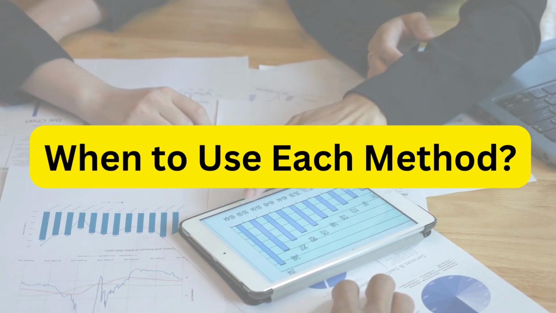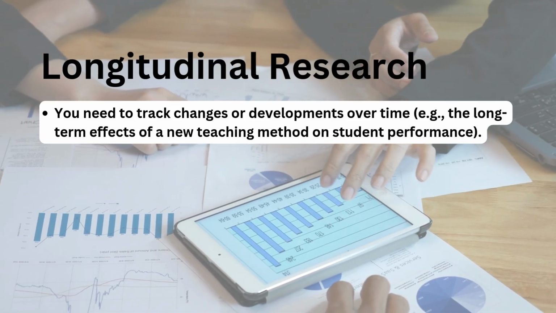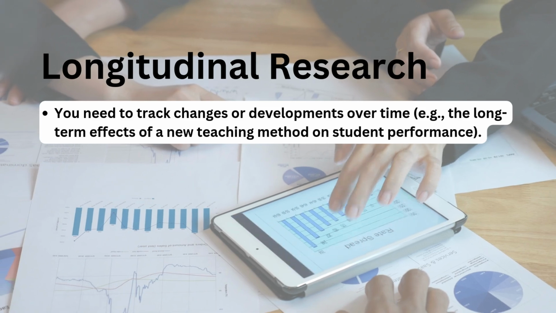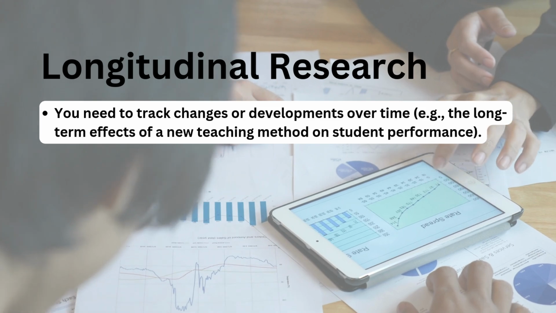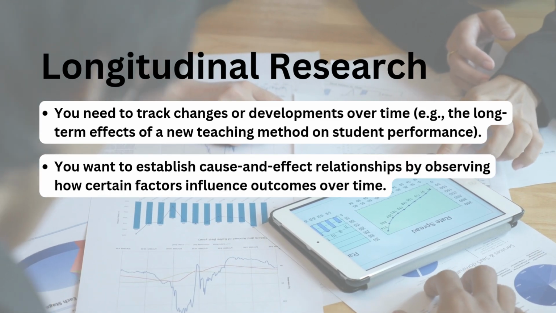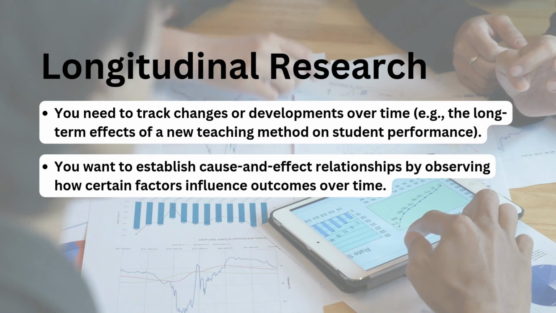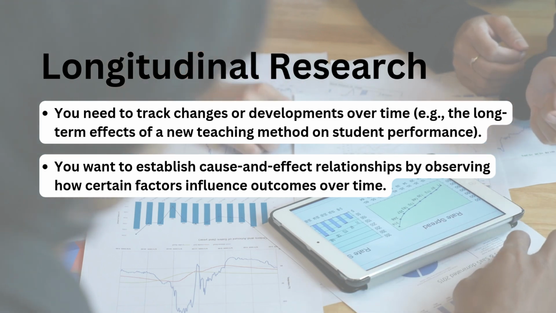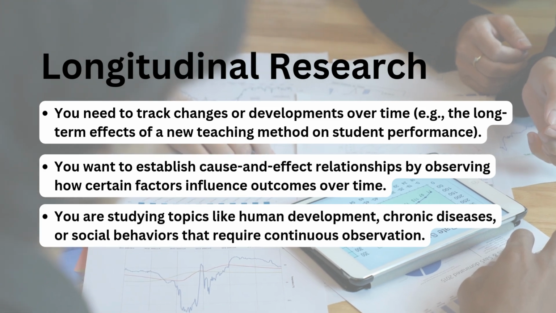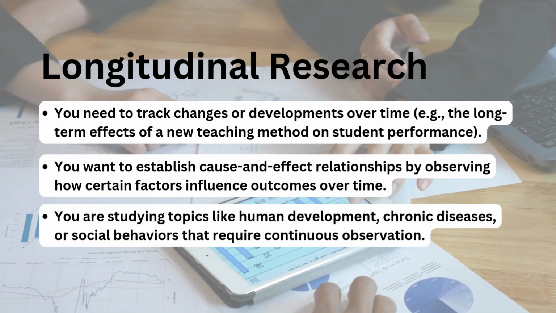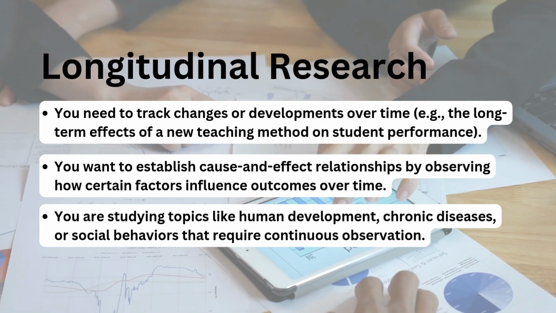When to use each method? Use longitudinal research when you need to track changes or developments over time, for example, the long-term effects of a new teaching method on student performance. You want to establish cause and effect relationships by observing how certain factors influence outcomes over time. You are studying topics like human development, chronic diseases, or social behaviors that require continuous observation.